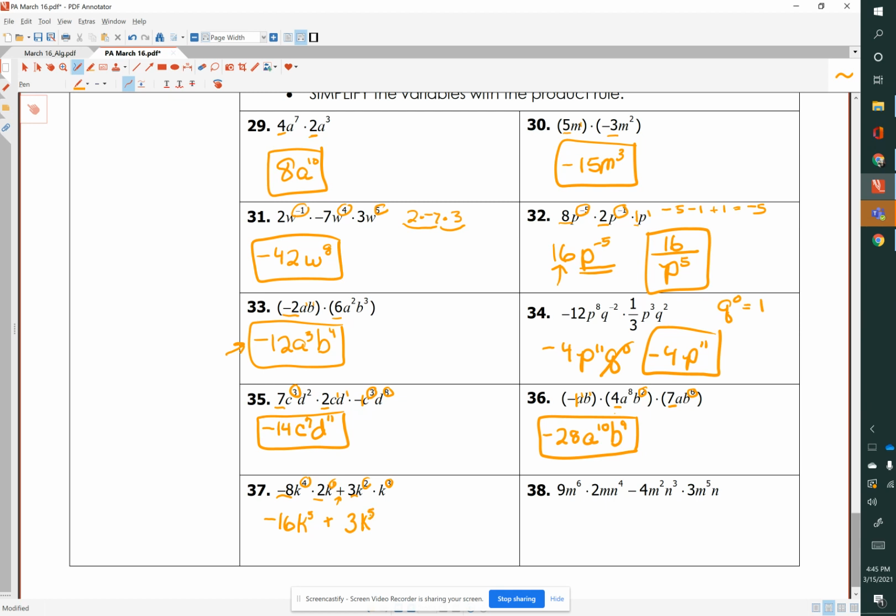So now we have negative 16k to the fifth plus 3k to the fifth, and we have like terms. They're both k to the fifth. That means we can combine those. So negative 16 plus 3 equals negative 13, and that's still k to the fifth power. And that is our final answer.